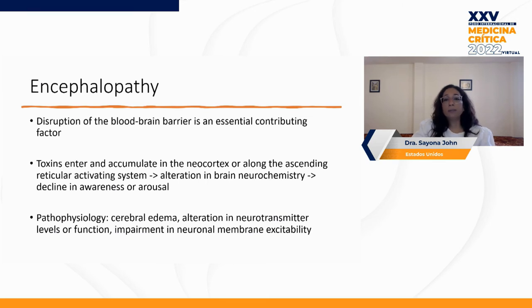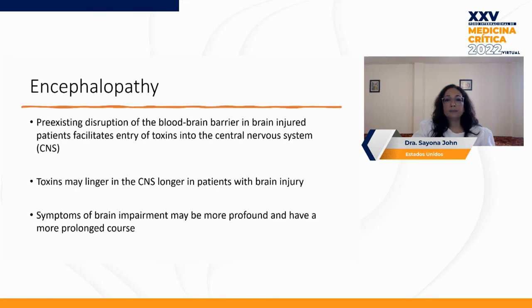What happens when the blood-brain barrier is disrupted is that toxins can enter and accumulate in the brain, and most importantly, it affects the ascending reticular activating system, which leads to alterations in the brain neurochemistry, leading to decline in awareness and arousal. It can also cause cerebral edema, as we spoke about, and the neurotransmitter levels are affected, which in turn leads to impairment in the neuronal membrane excitability, and thus leads to a decrease in mental status.